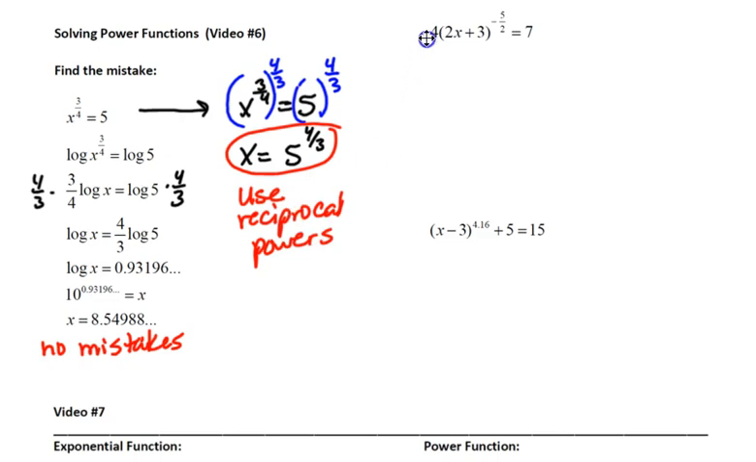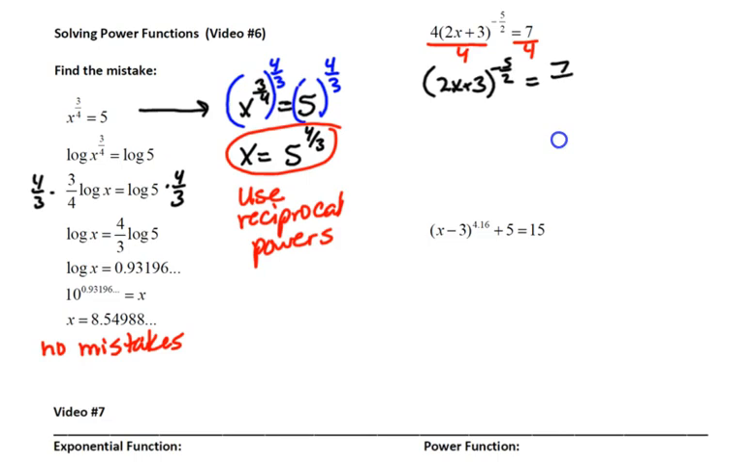So let's look at one that has a little more in it. So here I have 4 times (2x plus 3) to the negative 5/2 equals 7. Just like with exponential functions, I want to start by taking the base with its exponent and isolating that. So there is a 4 that is not affected by this exponent. I want to divide that out first. So divide both sides by 4.